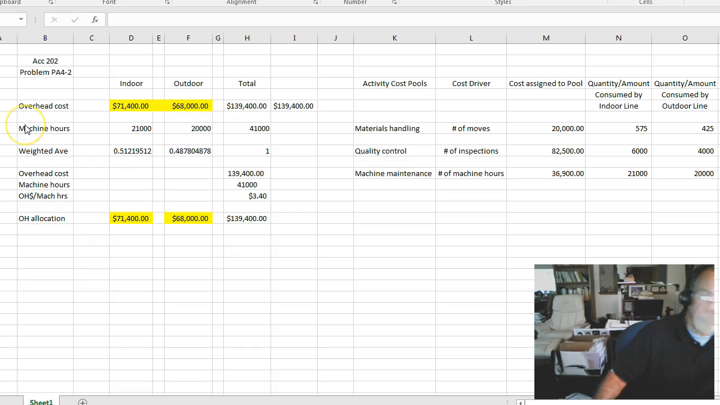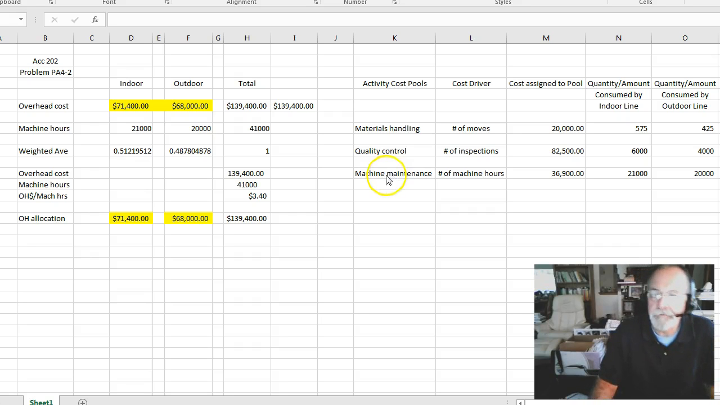Now in requirement 2, we're getting into ABC concepts, or activity-based costing concepts. Requirement 2 asks to calculate the activity proportions for each cost pool in Carlisle's ABC system. The cost pools are materials handling, quality control, and machine maintenance. And number 2 is asking for activity proportions.